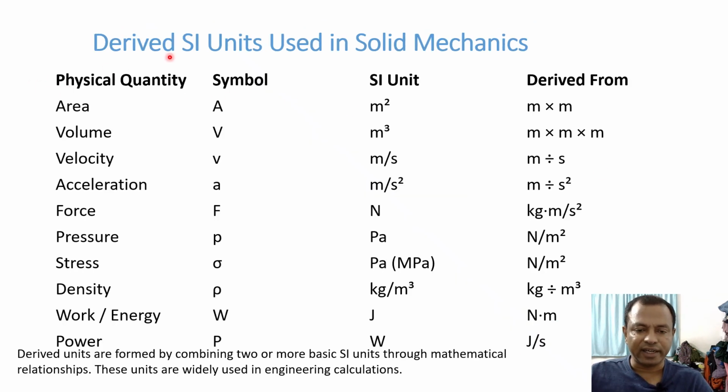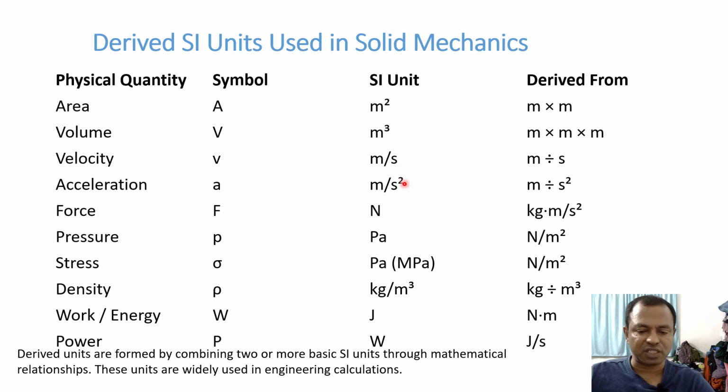Here, derived SI units used in solid mechanics. Many derived units are there. Area, it is meter square, that is derived from m, meter, length into length, or m into m. Then volume, it is meter cube, and in the last column it is shown how it is derived. Velocity, symbol is small v, unit is meter per second.